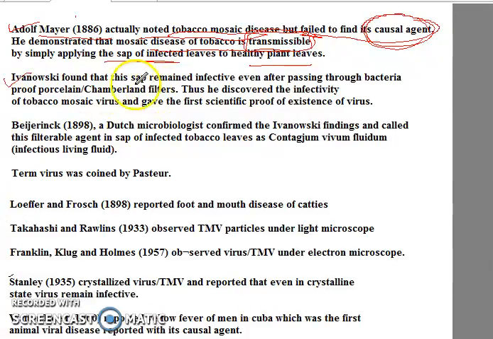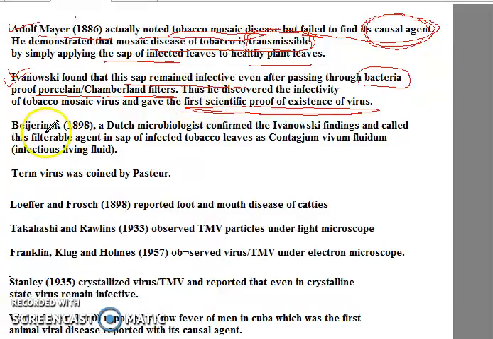Then the scientist D. Ivanovsky found that the sap remained infective even after passing through a bacterial filter or Chamberland filter. Ivanovsky noted that the infective agent is smaller than bacteria. So he discovered the infective nature and is the first scientist to prove the existence of virus. It is asked in exam questions, so remember it: the first scientist to prove the existence of virus is Ivanovsky.